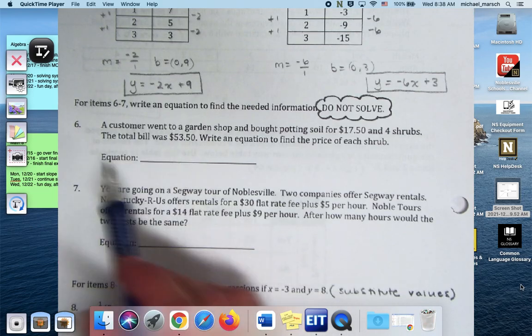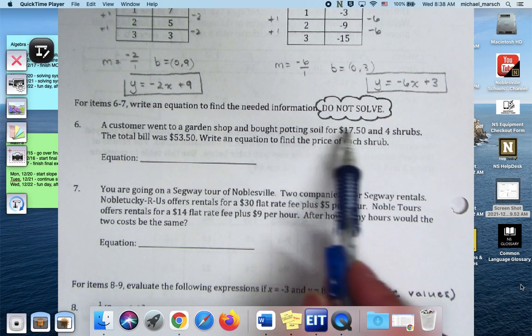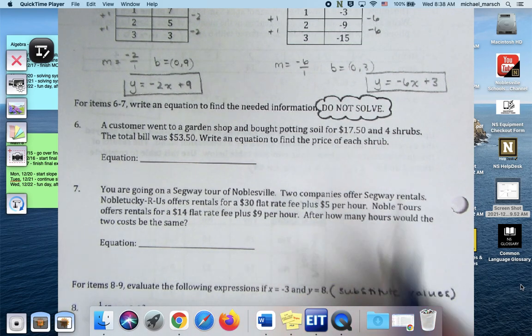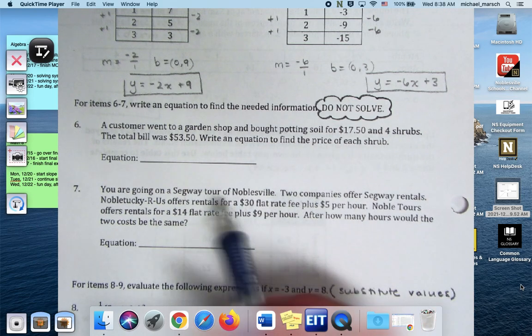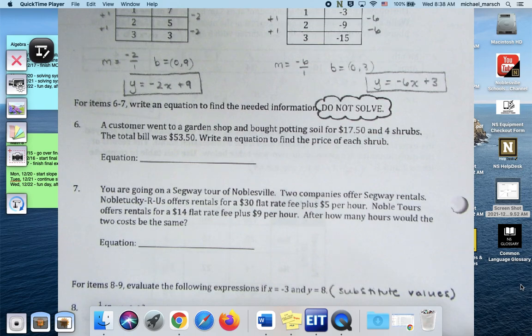For number 6, all I'm doing is writing an equation. I'm not solving the equation. See this bubble here? Do not solve. Okay, so we have a garden shop. They bought potting soil and then 4 shrubs. This was the total bill. How much was each shrub?